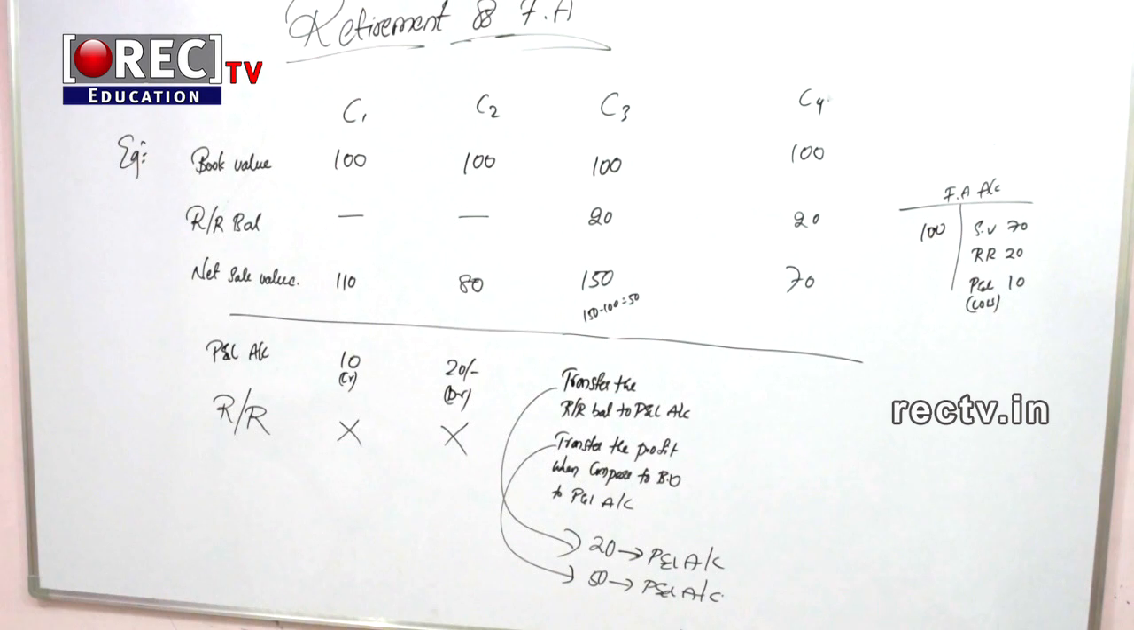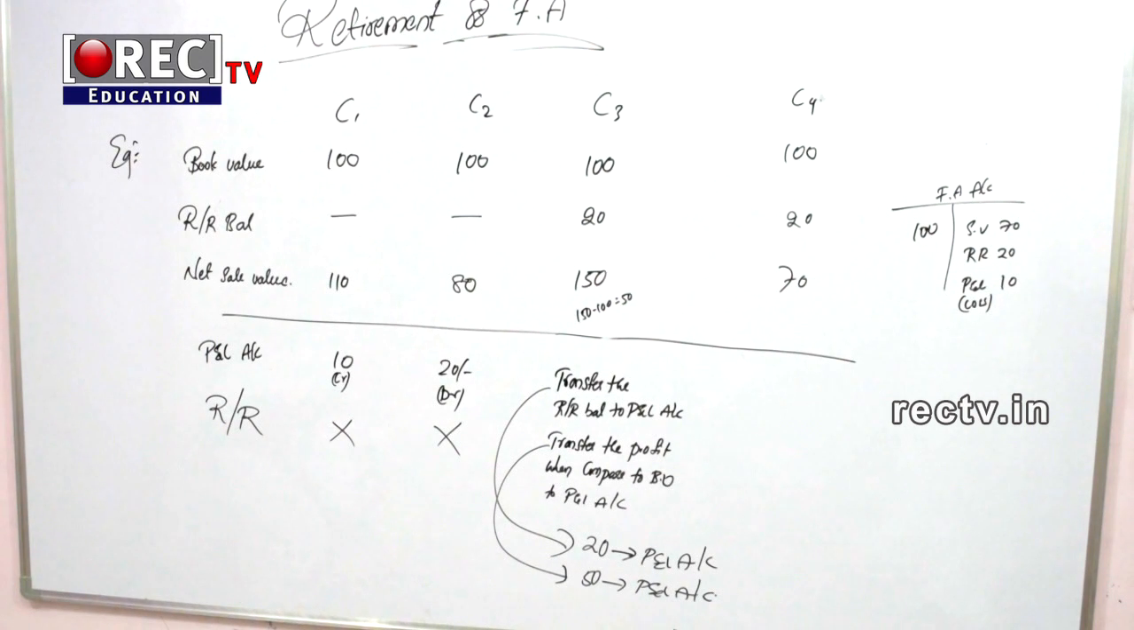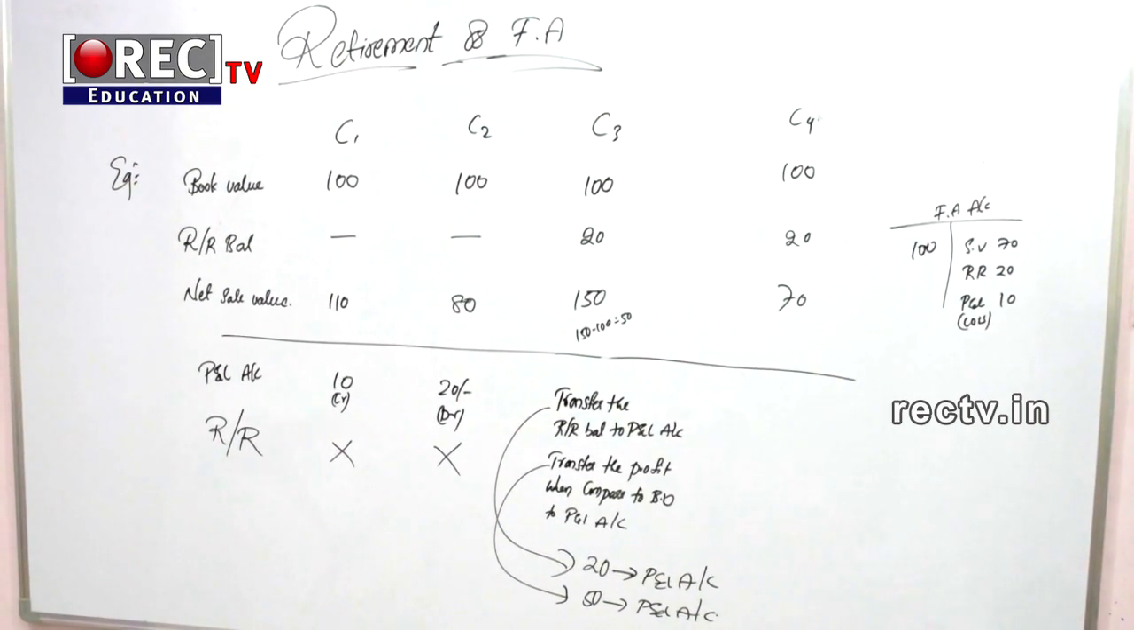In case 4, book value is 100, revaluation reserve is 20, and the net sale value is 70. Now let us see the accounting treatment. The book value of the asset is 100 and we sold the asset at 70, so we can use the revaluation reserve we have to compensate the loss on sale of the asset. The balance portion, that is 10 rupees, is transferred to the P&L account debit side because it is a loss to the entity. So these are the different situations of how we treat the revaluation reserve account or the P&L account.